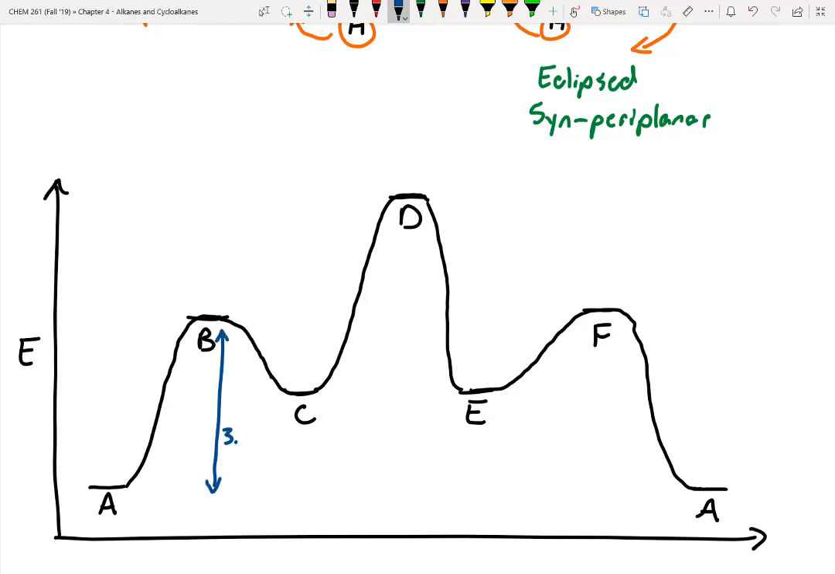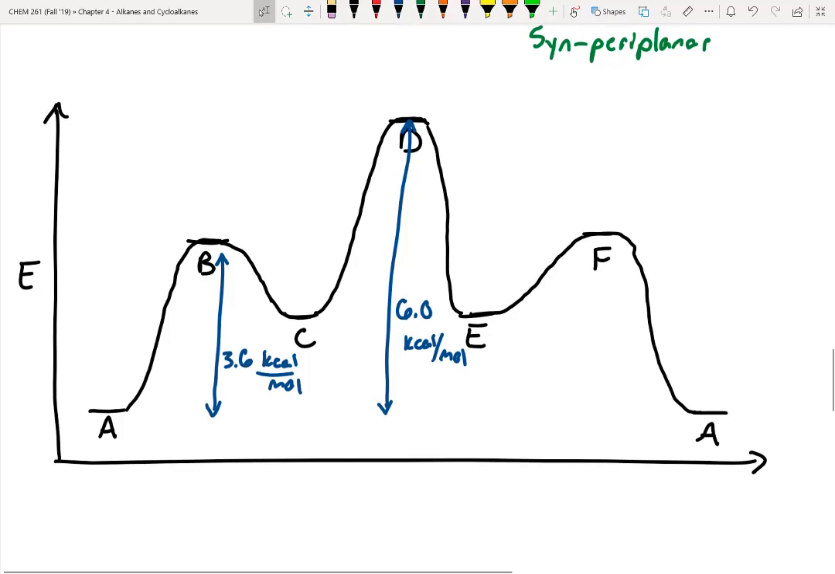This is 3.6 kcals per mole. The energetic barrier between A and the highest energy conformation, D, is about 6.0 kcals per mole. All right? And I know a lot of you are thinking, oh yeah, that makes perfect sense. I always measure things in kcals per mole. So what I'll do is I'll give you a general guide.